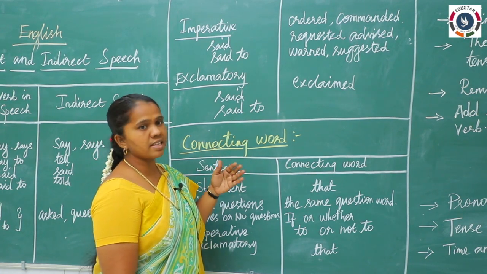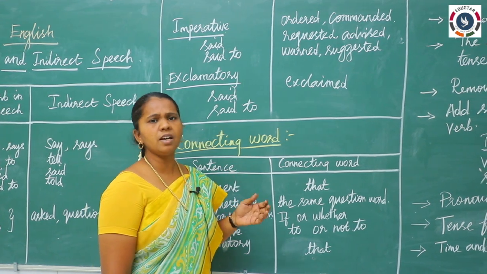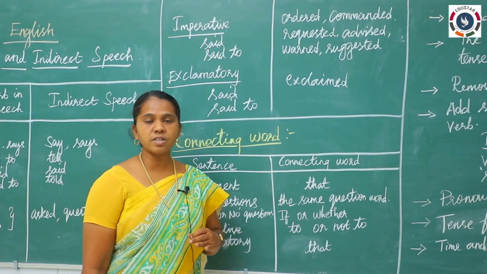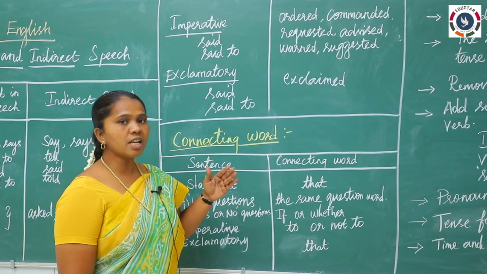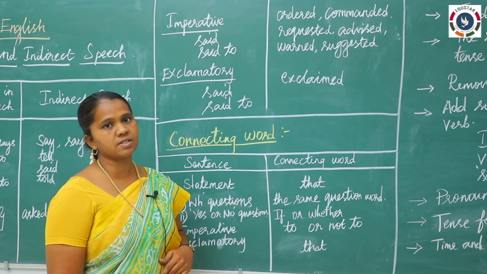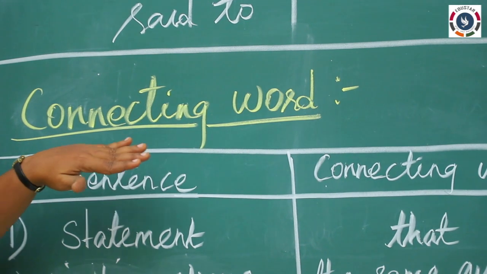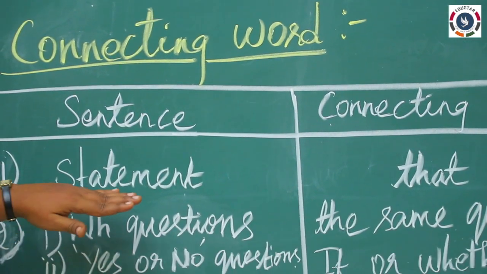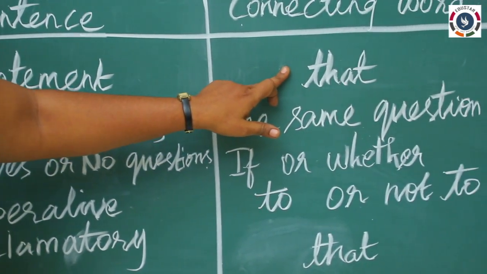And the next one I said, add suitable conjunction. In our lower classes, we would have learnt to add the suitable conjunction "that". But actually, that alone will not be suitable for all the four types of sentences. So even the connecting word or conjunction differs according to the sentence. If it is a statement, your conjunctional word must be "that".